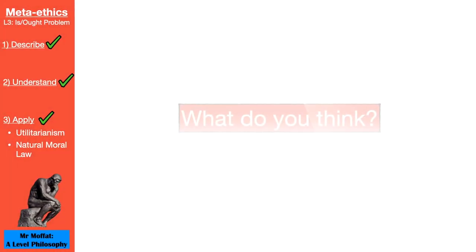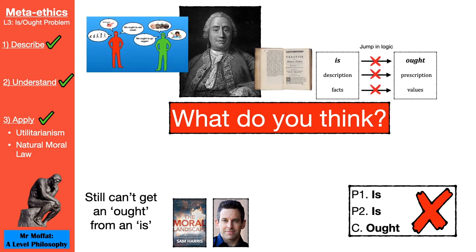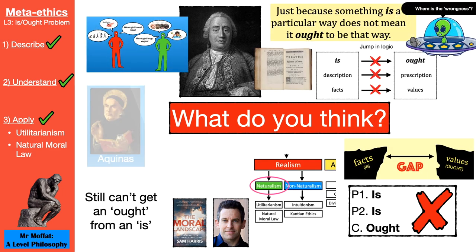What do you think? Where would you take the discussion next? Do you think there's a way to get an ought from an is? Can we defend utilitarianism or natural moral law successfully against Hume?